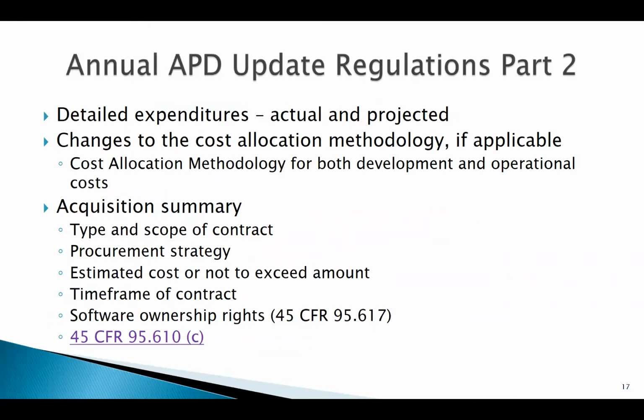So you will also have your detailed expenditures, both actuals and projected, and any changes that have been made to the cost allocation methodology for both development and operational costs. Your acquisition summary should contain the type and the scope of the contract, the procurement strategy, the estimated cost, the not to exceed amount, the time frame of the contract, and the software ownership rights. Next slide.